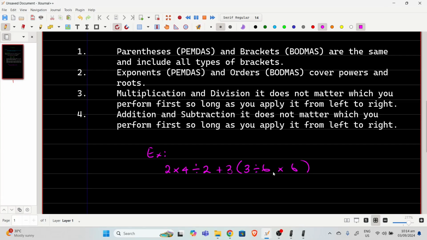So when I solve inside of here, I'm just going to write it in yellow. I'm going to take my 3 and divide it by 6. 3 divided by 6 is going to be equal to half. And then I'm going to multiply it by 6. So when I multiply it by 6, the 2 cancels with the 6 to give me 3, and 1 times 3 is 3. So this here works out to be 3.